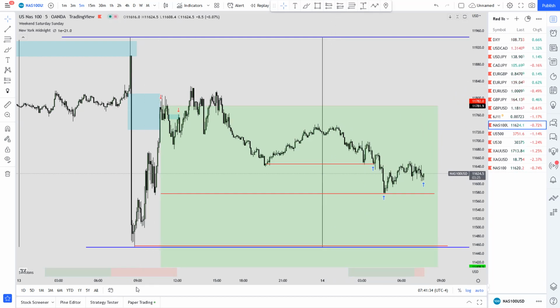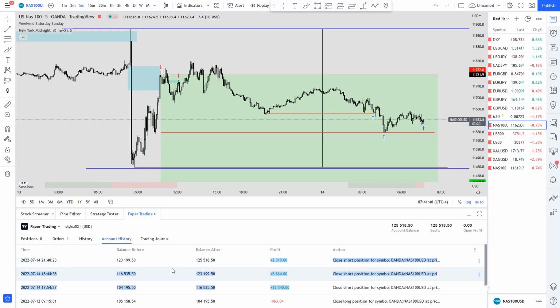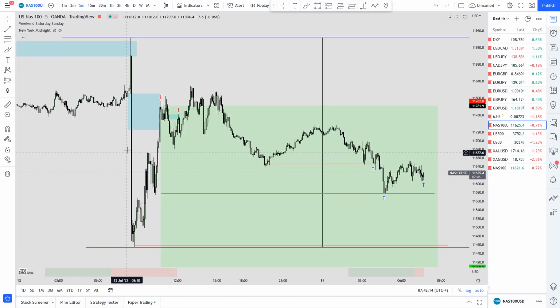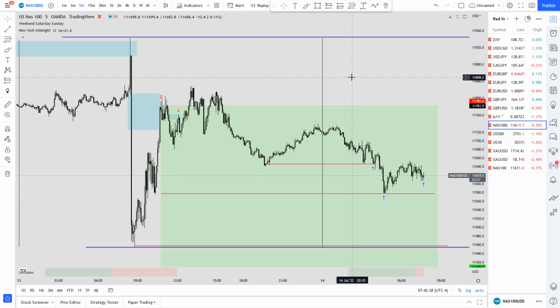Overall, you can have a look at my trading history over here, all my limits and all my market orders, and the trading history here for these three trades. In this trade, we managed to capture around, let's see, 200 points, which is by no means a small movement. Alright, that's all I have for you today.